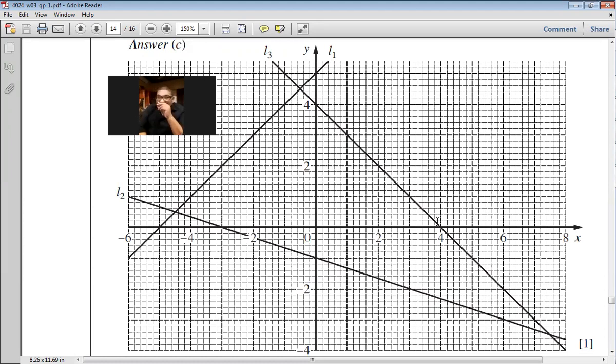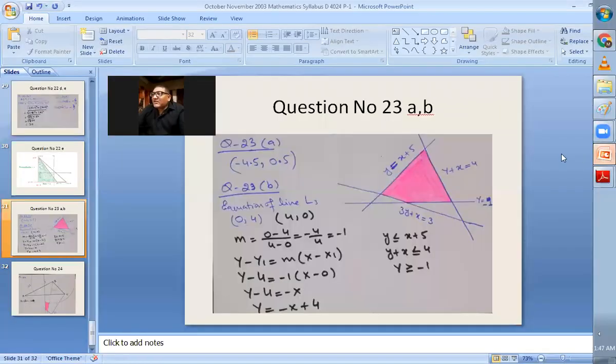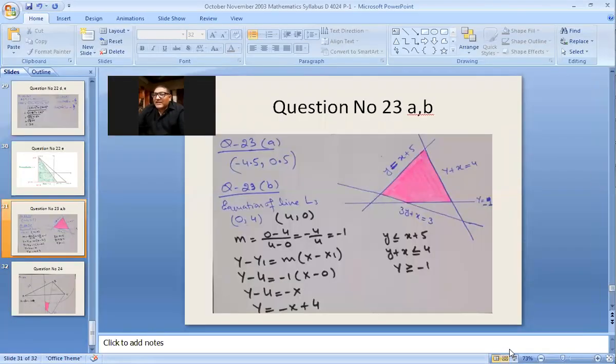So you see, I want to find out the equation of line 3 and I am taking 2 points on this line. One point is 0, 4 and the other point is 4, 0. Then I will find out the slope, the gradient of this line, and then I will apply the formula y minus y1 equals m bracket x minus x1. And then very easily I can find out the equation. So here I have shown the process.